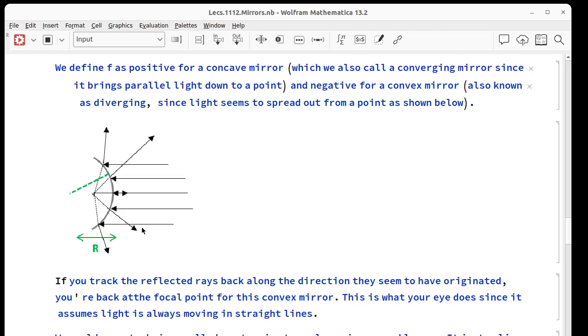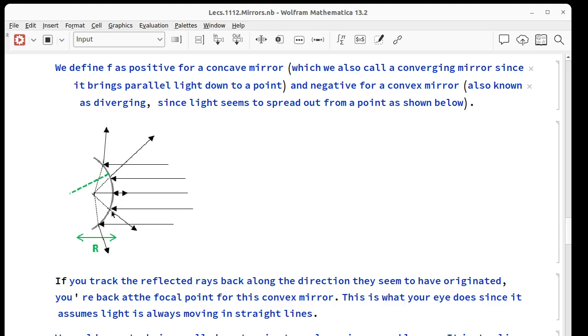So last time we saw that f is defined as positive for a concave mirror, sometimes also called a converging mirror since it brings parallel light down to a point, and f is negative for a convex mirror, which is called a diverging mirror since light seems to spread out from a point, as we see below.